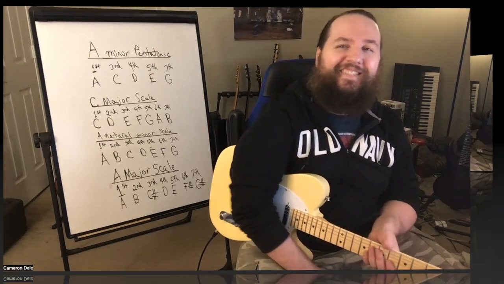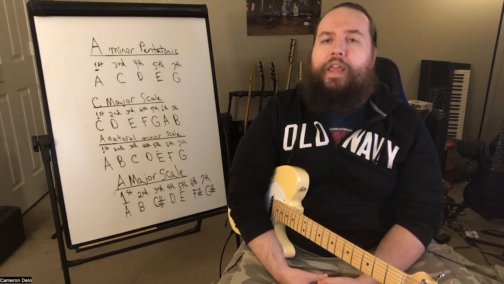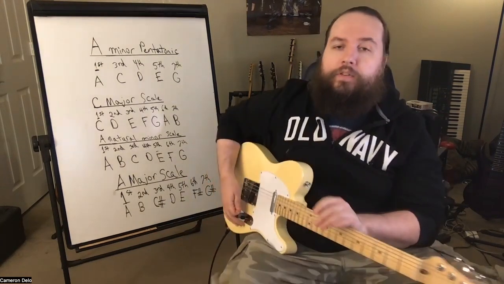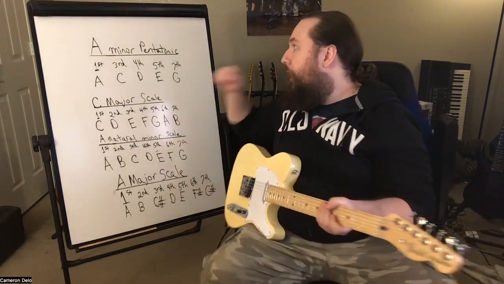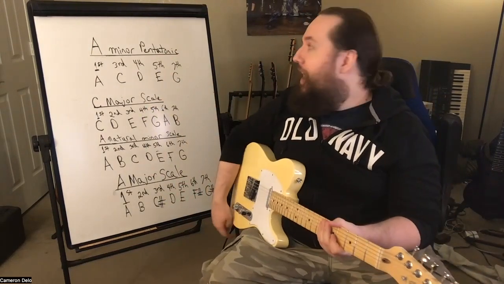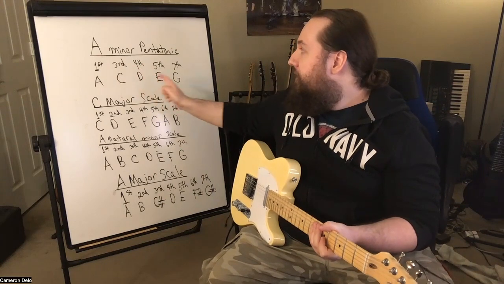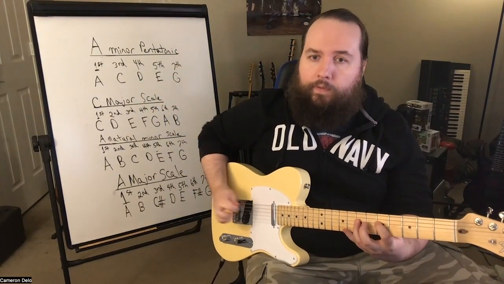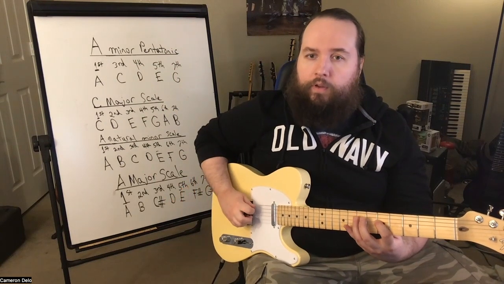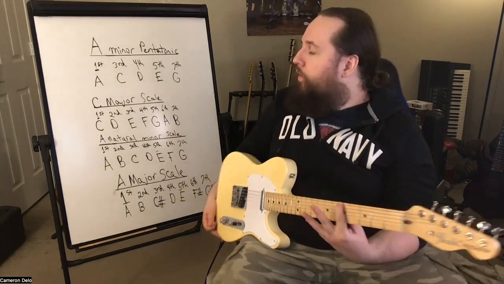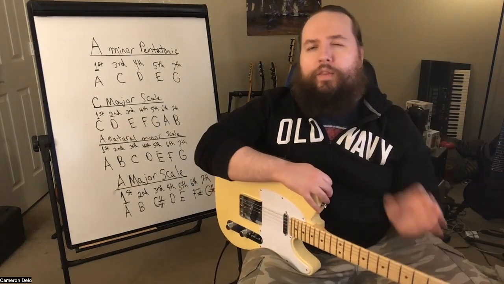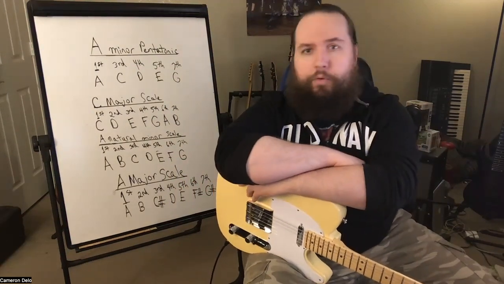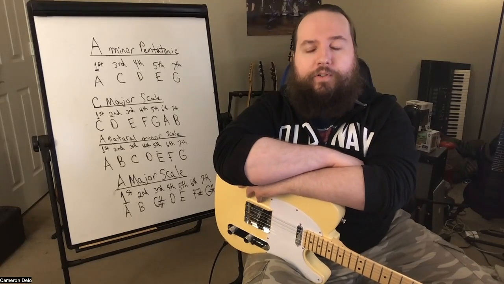So let's get started. Let's talk about what the minor pentatonic scale is. As I have it written down here, we have an A minor pentatonic: A, C, D, E, G. There are two ways we're going to talk about this, and they're both derived from the major scale. Either way, it's derived from the major scale.